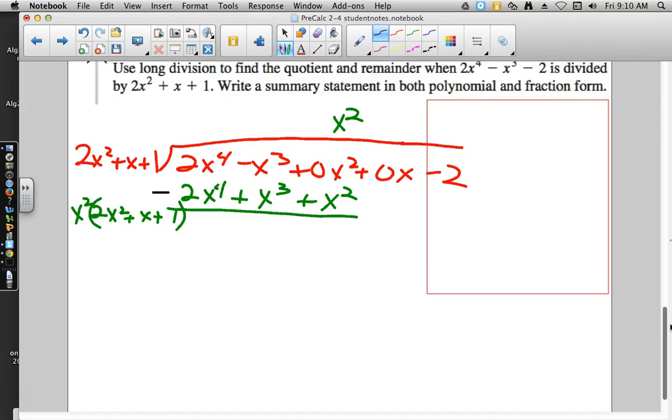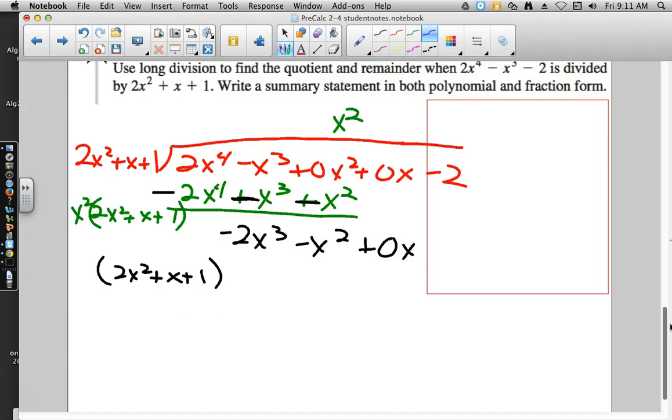Yeah, so changing those signs and adding, which is really our subtraction. So 2x to the 4th minus 2x to the 4th, we knew that was going to happen. Negative x cubed minus x cubed, negative 2x cubed, and then we have a negative x squared. Well, normally we bring down the next term. It's just kind of weird this time because it's going to be a 0x, but it's still the next term. So now we have 2x squared plus x plus 1. How are we going to get that to match up?